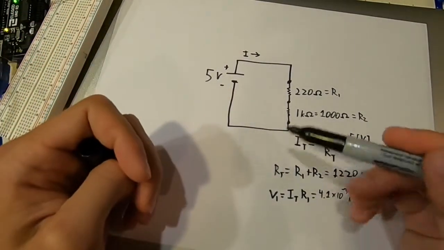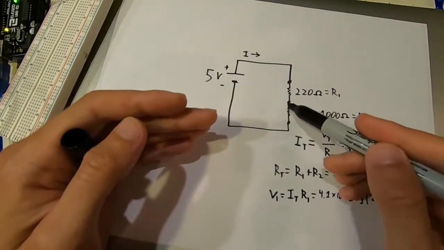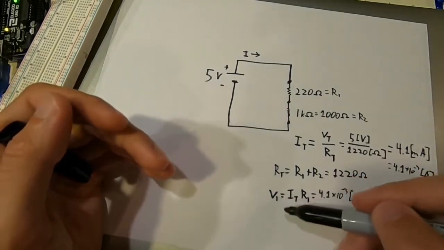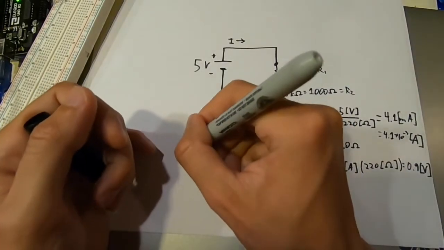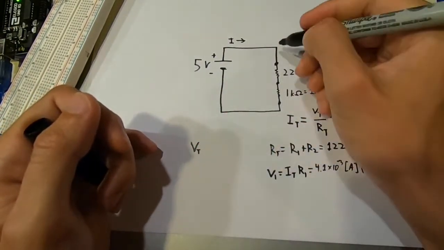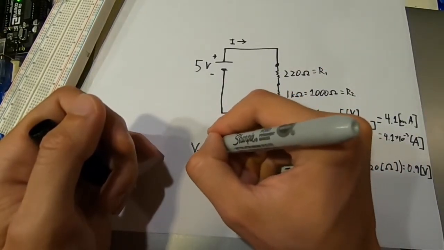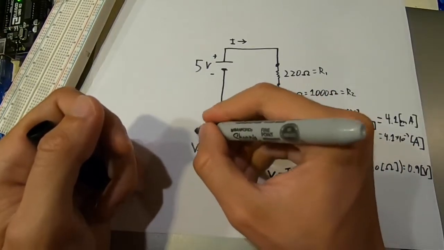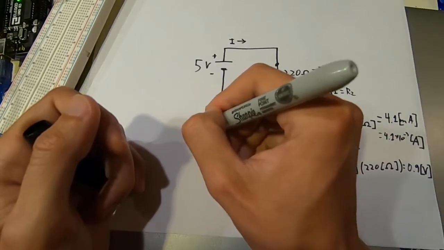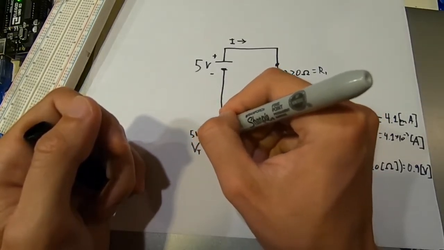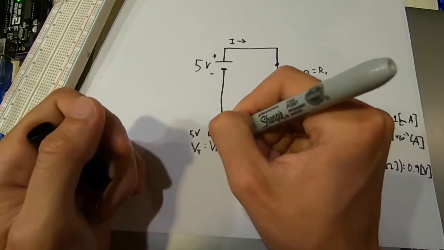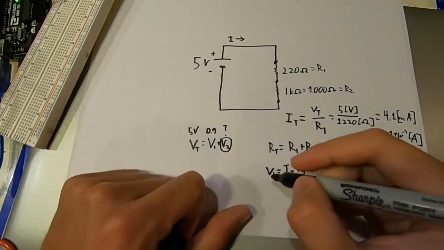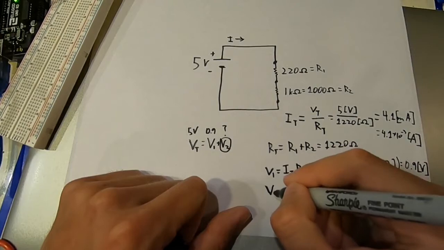So now that we know one of our voltages, we could theoretically calculate the other voltage just by taking the total voltage minus this V1 here, since V total is going to be equal to the sum of all the voltage drops, which in this case is just V1 plus V2. So we know what our total voltage is. We know what V1 is. We could use that to calculate our V2 here. But we can just go ahead and calculate V2 the same way that we calculated V1.